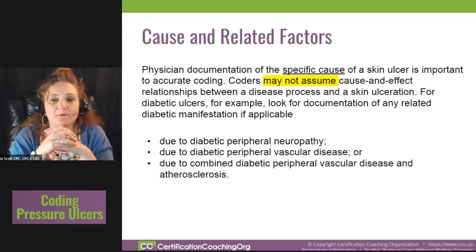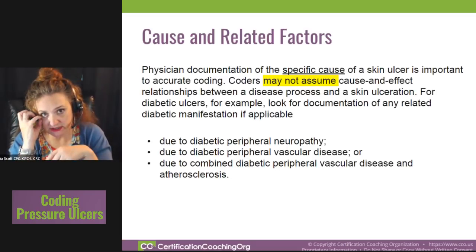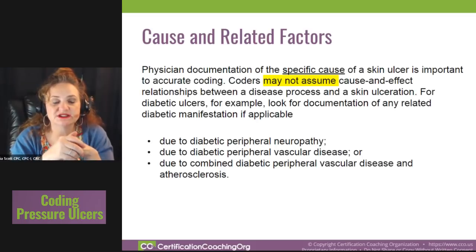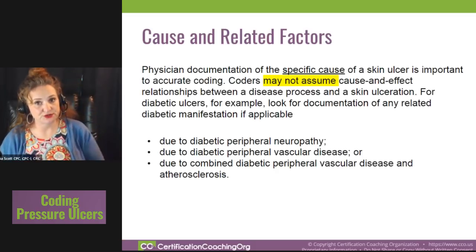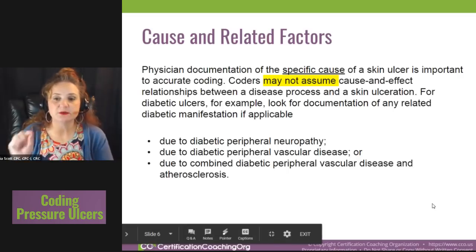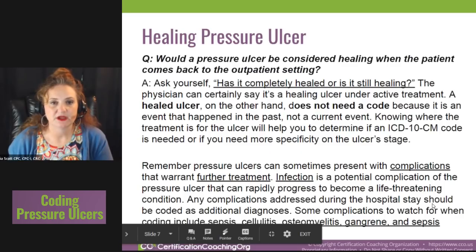Or it could be combined. They could have PVD and atherosclerosis, right? Whenever a person has these conditions and they're diabetic and they have a pressure ulcer, then you're going to see these due to. And that means that we're going to use different diabetic ulcer codes. Some of the characters are going to be different. So that's a heads up.